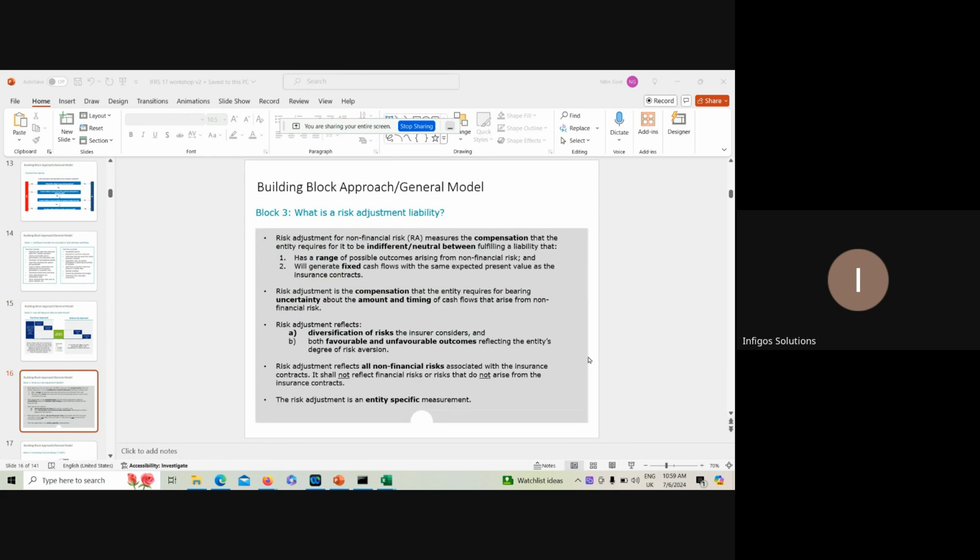So next is the risk adjustment. Risk adjustment has to do with the bonus which you get for carrying the risk about the amount and timing of the insurance portfolio. It's non-financial risk, and it basically helps to diversify the risk which the insurance company takes.